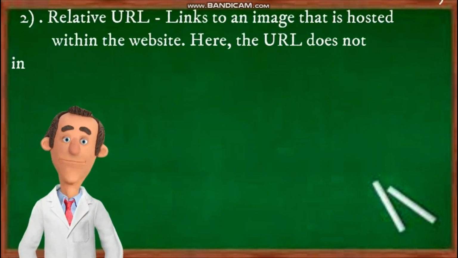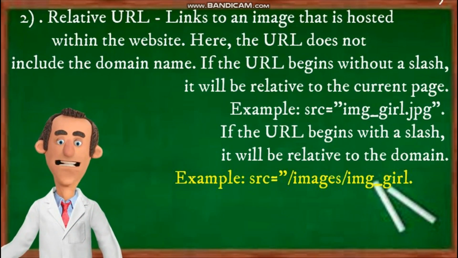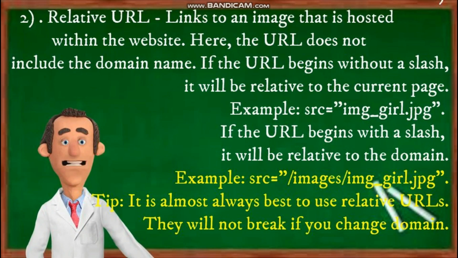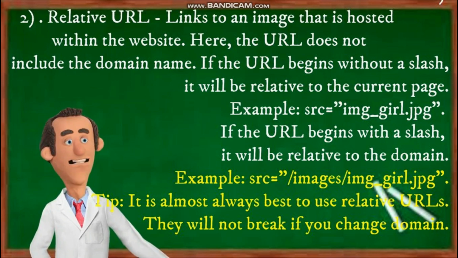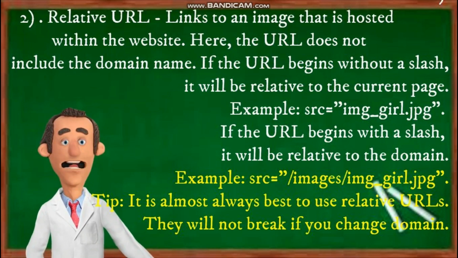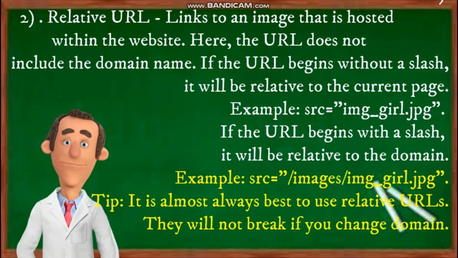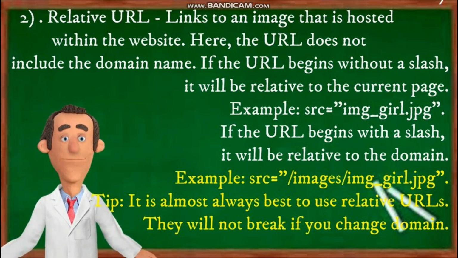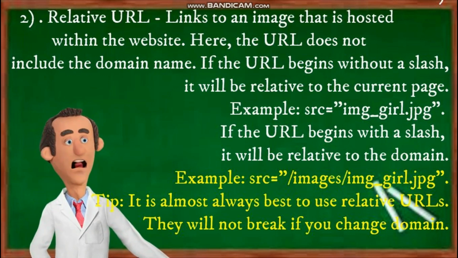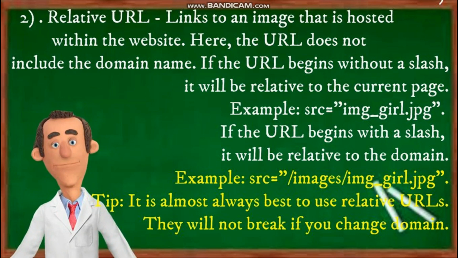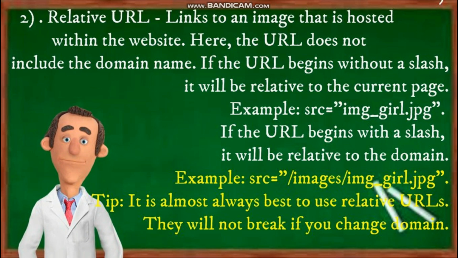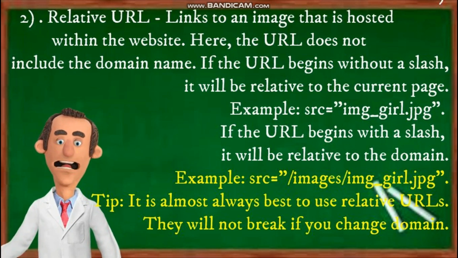And second is relative URL, which links to an image that is hosted within the website. Here, the URL does not include the domain name. If the URL begins without a slash, it will be relative to the current page. Example: src="img_girl.jpg". If the URL begins with a slash, it will be relative to the domain. Example: src="/images/img_girl.jpg". Tip: it is almost always best to use relative URLs. They will not break if you change domain.